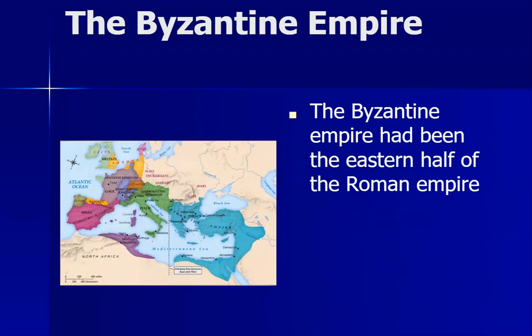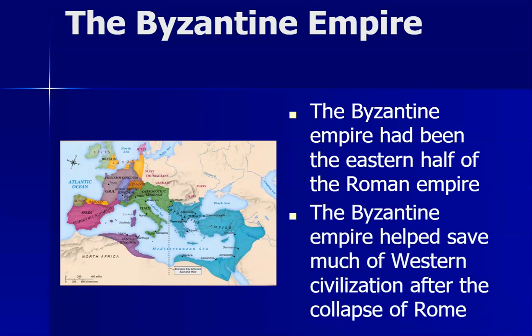Now, in the eastern half, the Byzantine Empire had been the eastern half of the Roman Empire, and it survived for another 1,000 years after the fall of Rome. It helped preserve much of Western civilization after the collapse of Rome. Like the Islamic civilization had preserved the teachings of the Greeks and the Romans, and Socrates and Plato and Aristotle, so too did the Byzantines do the same.